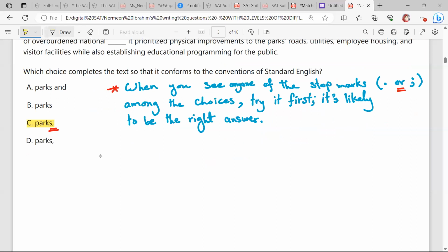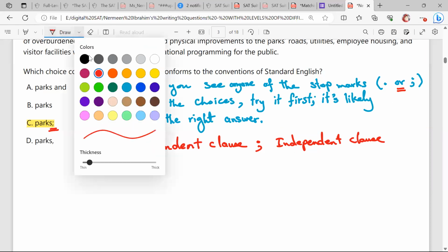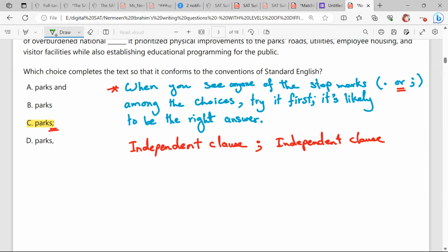So let me write it. Independent clause, semicolon, independent clause. One of the basic rules. But what do I mean by independent clause, dear teacher? I forgot what is meant by an independent clause. The independent clause must consist of subject plus verb plus complete thought.